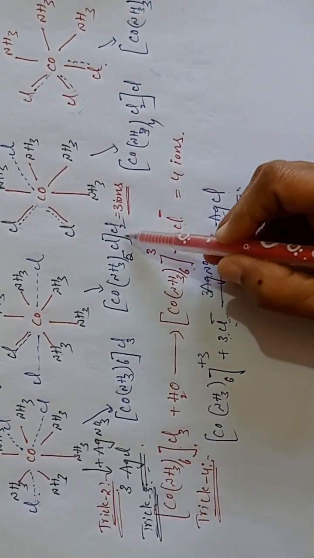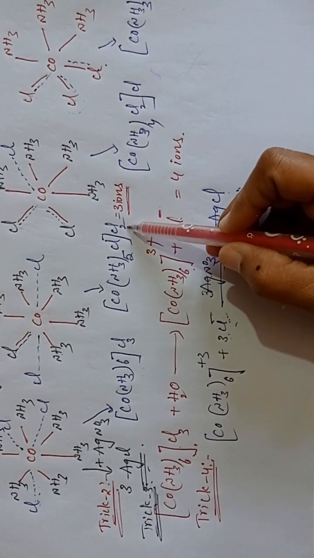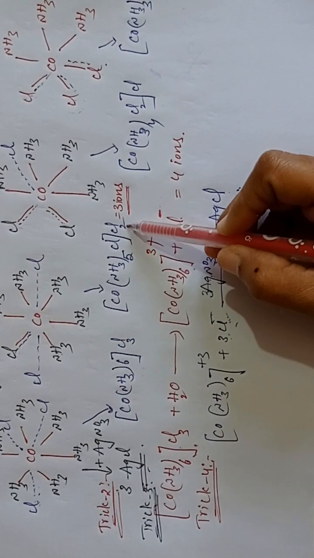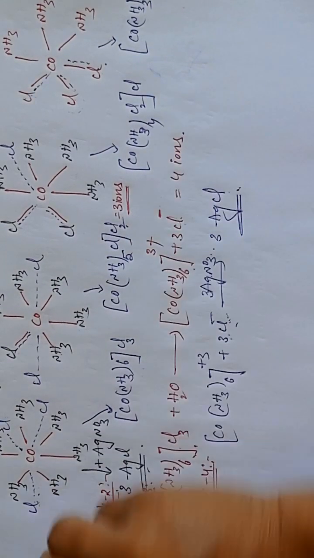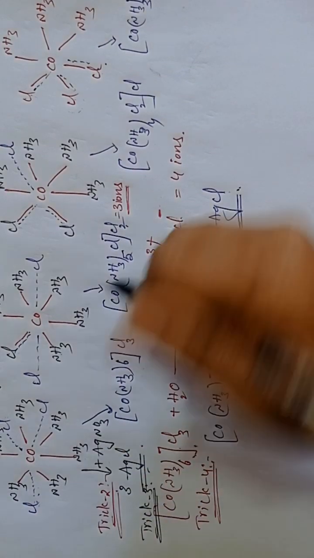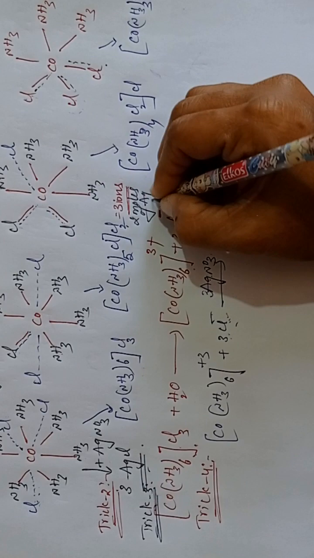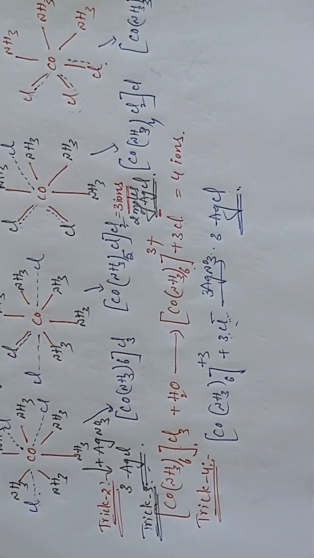Now see, outside the coordination zone, 2 chlorines are there. That's why whenever silver nitrate is added, how many moles of silver chloride are formed? 2 moles. Are you clear? How many moles of silver chloride are formed, students? 2 moles of silver chloride are formed. Clear this one? 2 moles of silver chloride are formed.